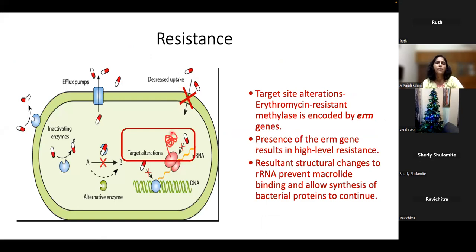What is the resistance mechanism? Again, the target site is altered, by mutation. And there is a gene called erythromycin-resistant methylase, or the erm gene. These are produced, and this results in high-level resistance. What it causes is structural changes to RNA that prevent the macrolide from binding, allowing synthesis of bacterial protein to continue.